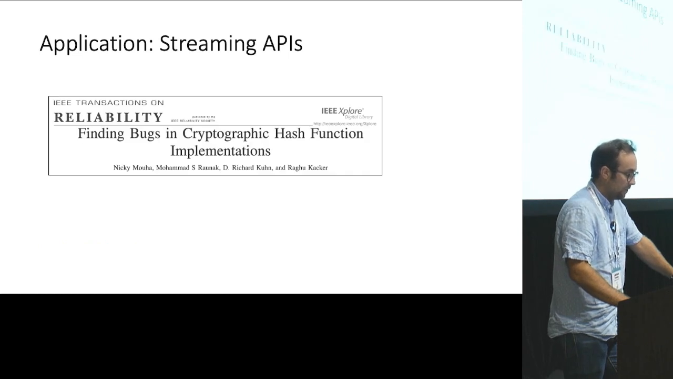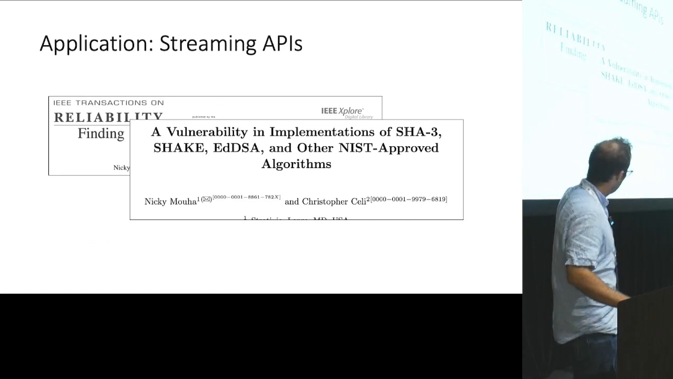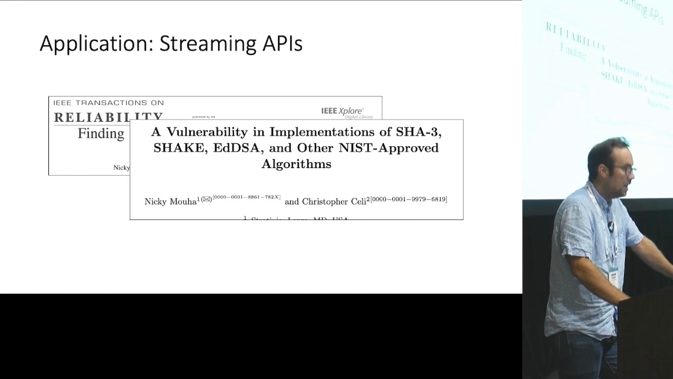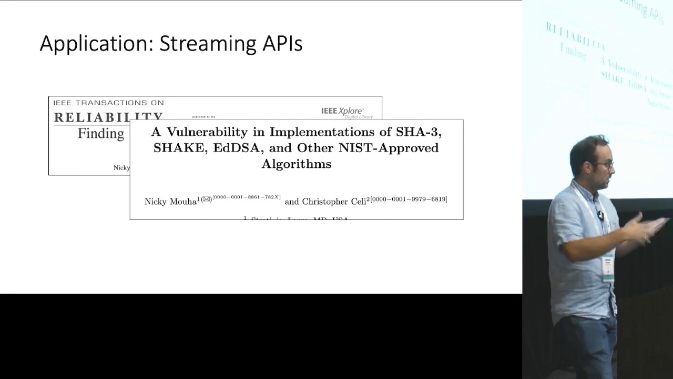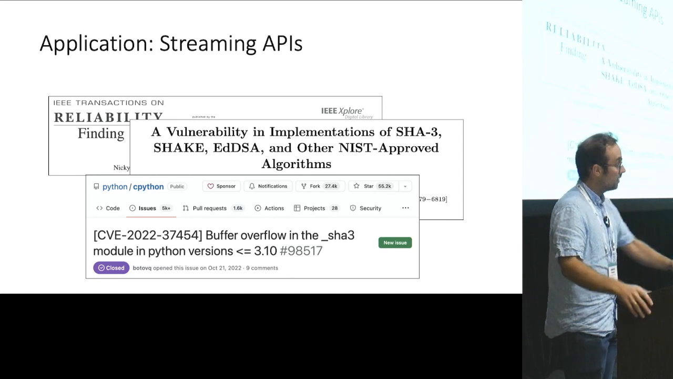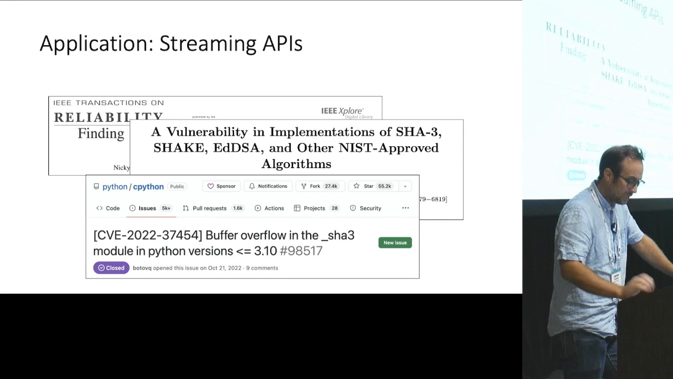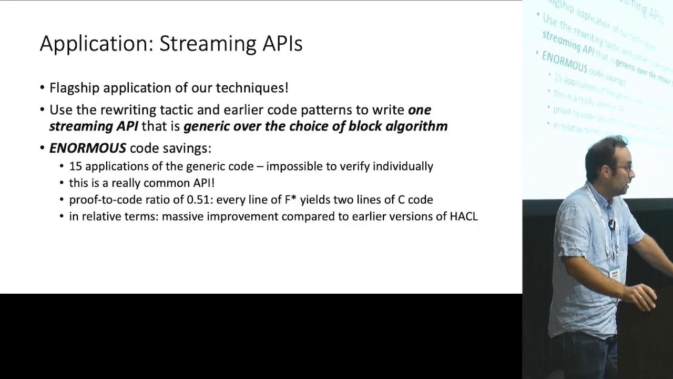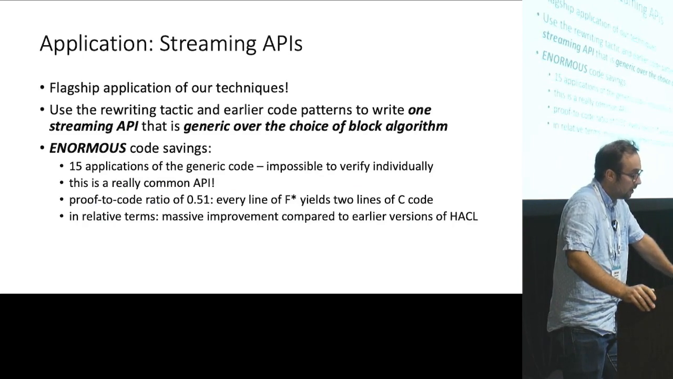So there has been a very fun series of papers that have found bugs in this very streaming layer for reference implementations, notably of the SHA-3 hashing algorithms. And because Python maintains in its source repository a copy of this reference implementation of SHA-3, Python inherited the SHA-3 bug and ended up with a CVE. And that's where we came in. So we got in touch with the Python folks, who were super nice, and they were very on board with the idea of replacing their buggy algorithms with a verified version of it.